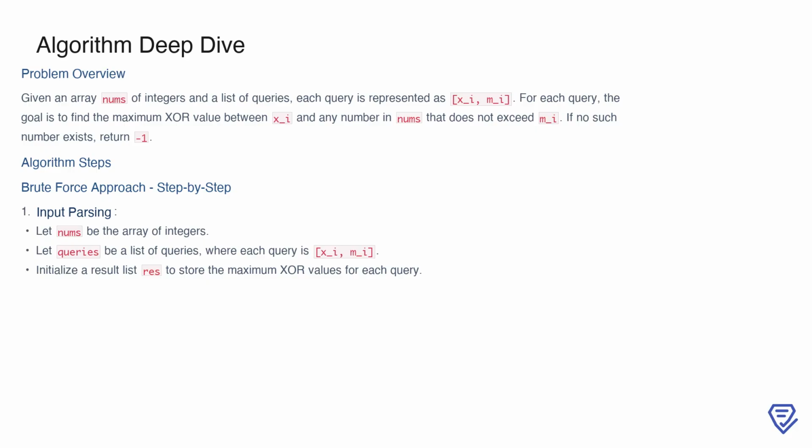First, we parse the input, nums as the array of integers, and queries as a list where each element contains a number x_i and a maximum permissible value m_i. We then prepare an empty result list res to store the outputs for each query. This initial setup ensures that we are ready to process the queries step by step, focusing on filtering and computing XOR values for valid numbers within the constraints of each query.